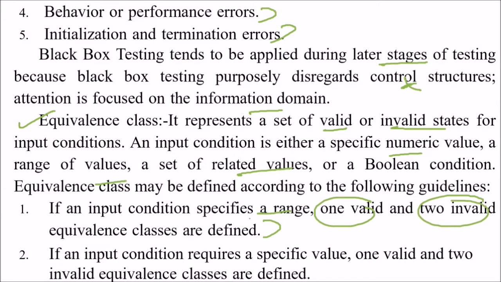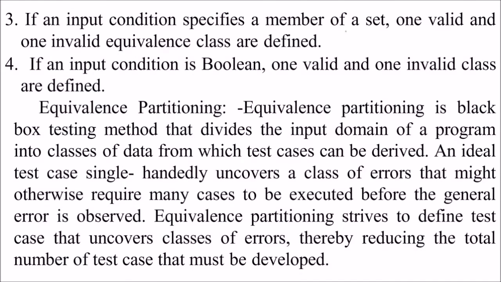One valid, two invalid. If an input condition requires a specific value, one valid and two invalid equivalence classes are defined. If an input condition specifies a member of a set, one valid and one invalid equivalence class are defined. If an input condition is Boolean, one valid and one invalid class are defined.